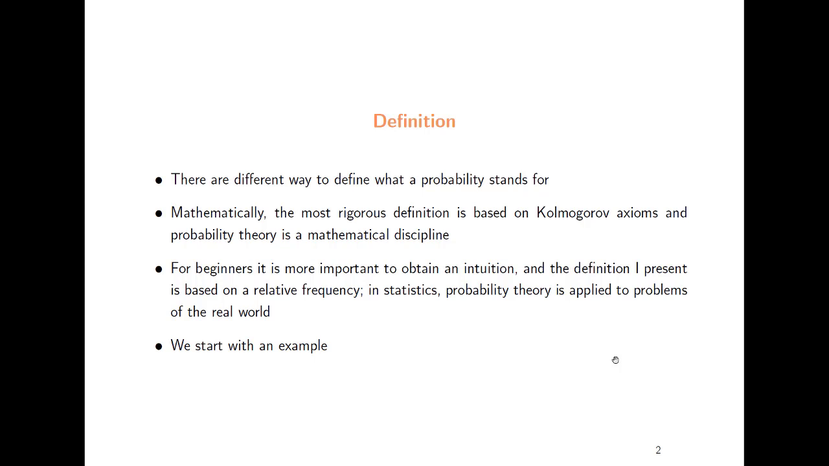So that's probability. In statistics, probability theories then apply to problems of the real world, and sometimes there's disagreement on how to apply probability to problems in the real world. In particular, there are two sides, the frequentist statistics and the Bayesian statistics. But that's not the topic of today. So we start with an example.